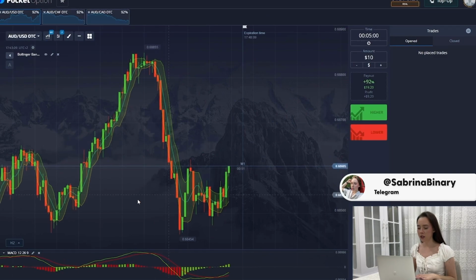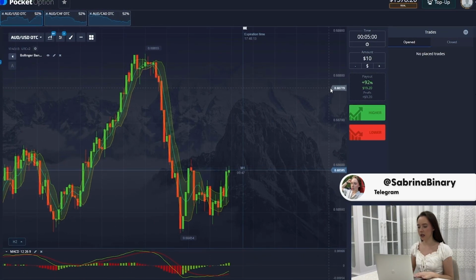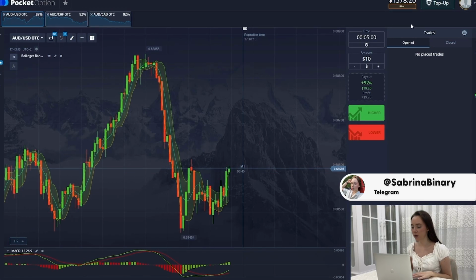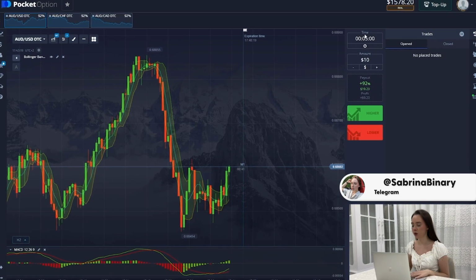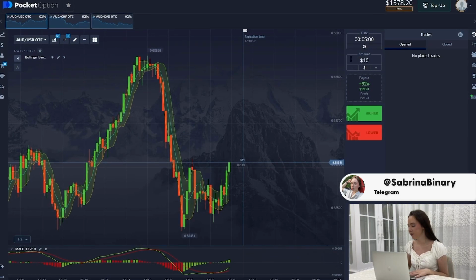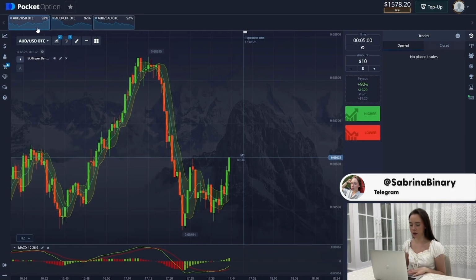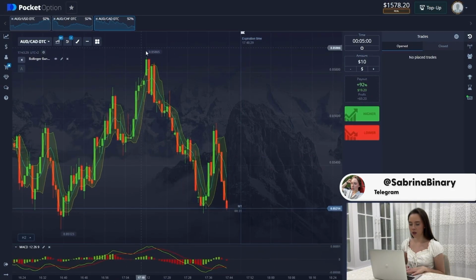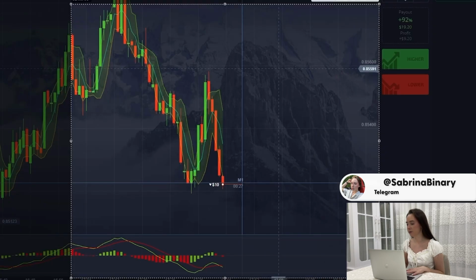Okay, starting balance for today is $1,578. Time frame of the first trade will be 5 minutes, and today I'll open a trade for $10. And let's move on to our first currency pair. This currency pair is absolutely suitable for us, and I'll immediately open a trade on the first price decrease.